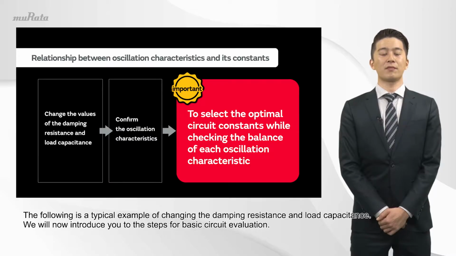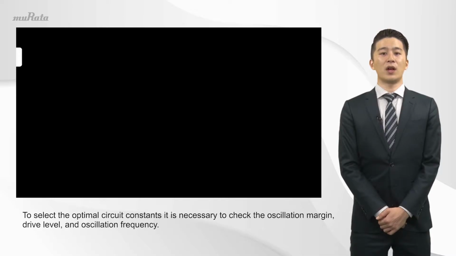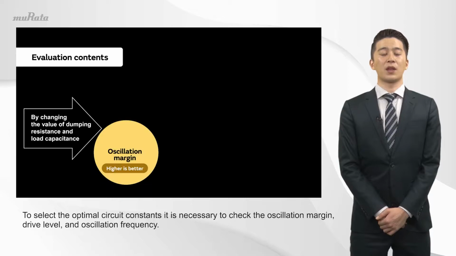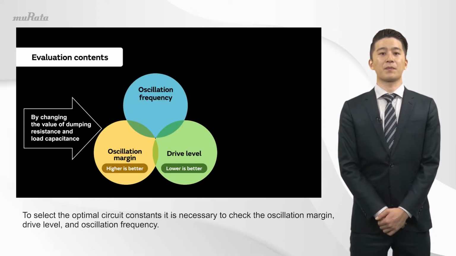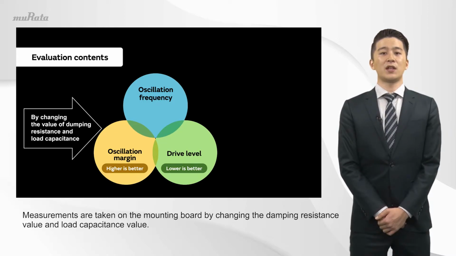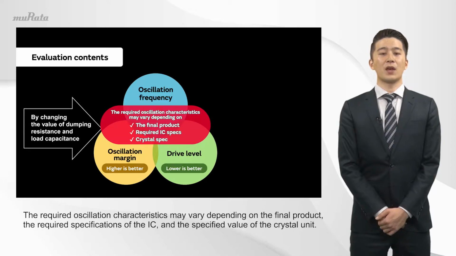We will now introduce you to the steps for basic circuit evaluation. To select the optimal circuit constants, it is necessary to check the oscillation margin, drive level, and oscillation frequency. Measurements are taken on the mounting board by changing the damping resistance value and load capacitance value. The required oscillation characteristics may vary depending on the final product, the required specifications of the IC, and the specified value of the crystal unit.